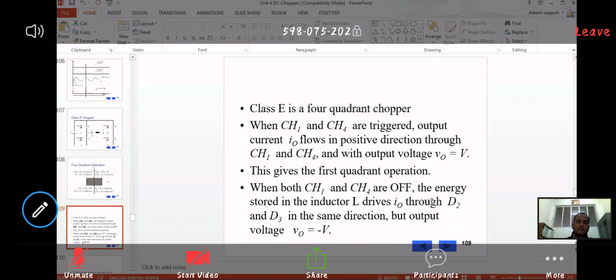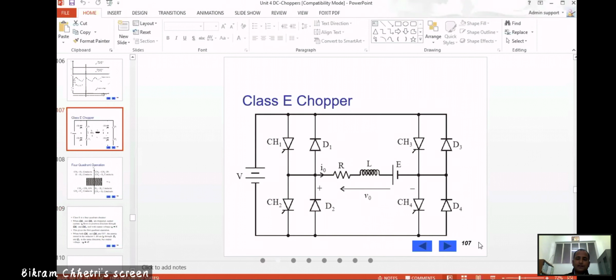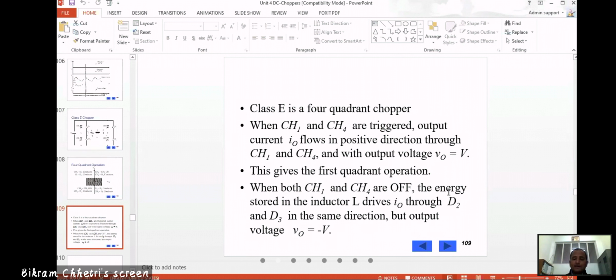When these two choppers, chopper 1 and 4, are off, then at this point the energy stored in the L drives the output current I naught through D2 and D3 in the same direction. Then the voltage will be negative.